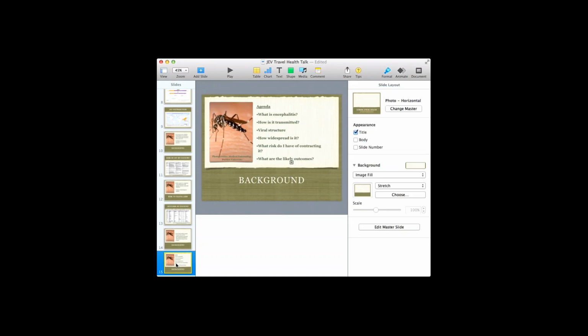How widespread is it? Southeast Asian countries, East Asian countries, Western Pacific. What risk do I have of contracting it? It's quite negligible, but in terms of the outcomes, it's quite a high risk. And usually it occurs in rainy seasons and warmer time periods. What are the likely outcomes? Significant neurological sequelae and fatal outcomes too. So that's an overview of the infection. Thank you.